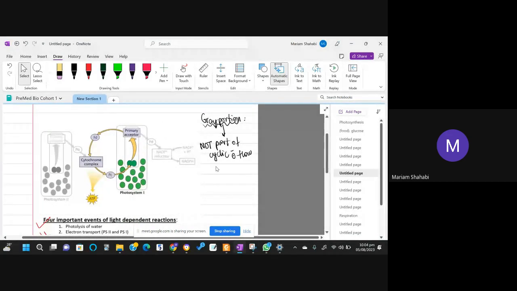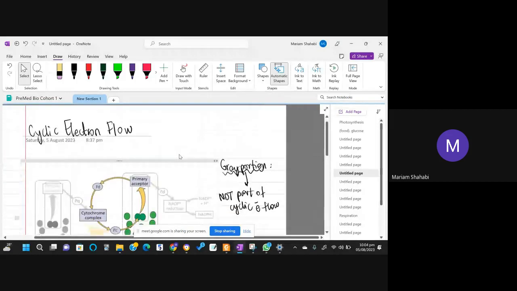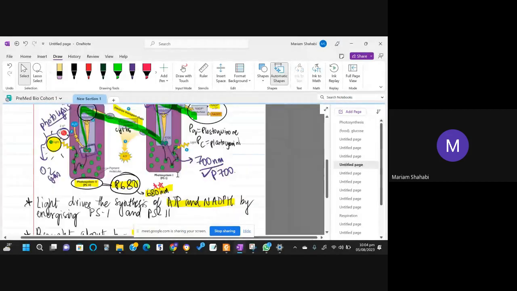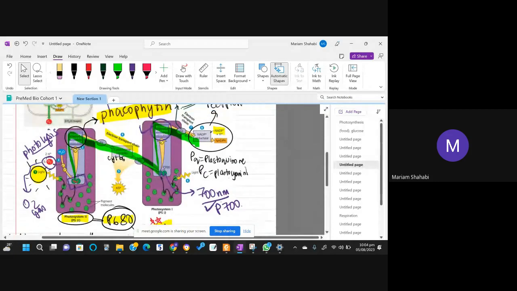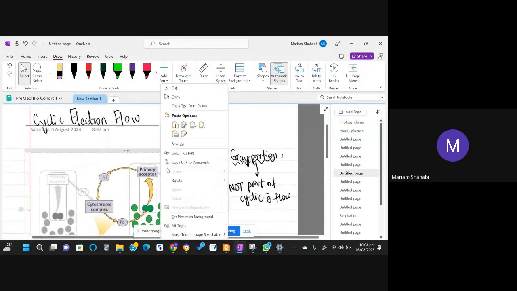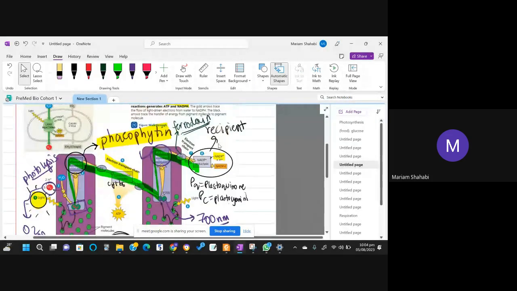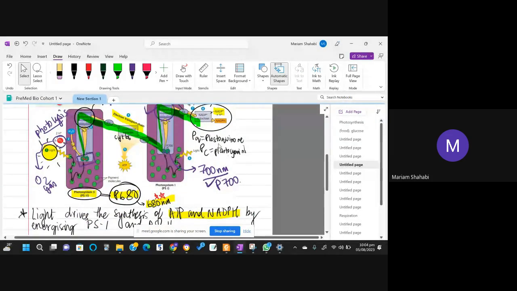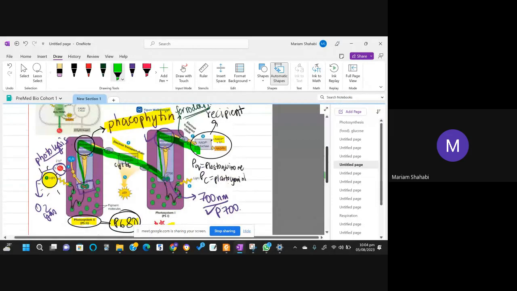Now we're going to do cyclic electron flow. अब cyclic electron flow में क्या होता है कि जो electrons photosystem 1 lose करेगा. अच्छा, so to begin with, यहाँ पे non-cyclic में क्या हो रहा था? Non-cyclic में दोनों photosystems were being involved. Okay, photosystem 2 lost its electron, और then eventually वो यहाँ तक पहुंचा photosystem 1 में. Photosystem 1 lost its electron, ठीक है, but then it regained its electron as well.